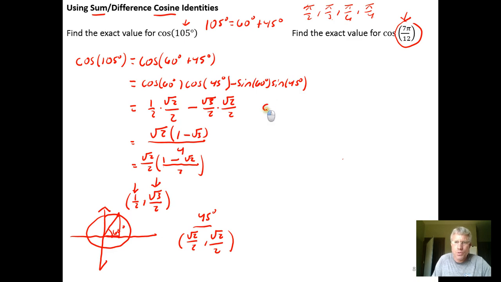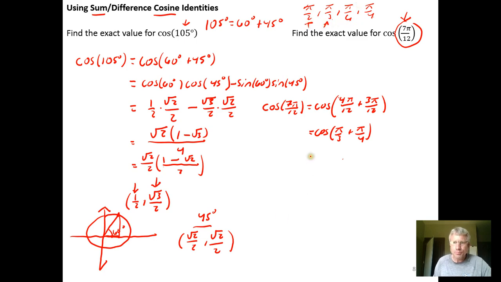So we go cosine of 7 pi over 12 is just the same as the cosine of, and we would get 4 pi over 12 plus 3 pi over 12. Again, choosing the 4 and the 3 so that they reduce with the 12. 4 goes into 12 3 times, pi over 3 plus 3 goes into 12 4 times, so that we get special angle denominators showing up. And then we can use our identity to go cosine of pi over 3, cosine of pi over 4, minus sine pi over 3, sine pi over 4.